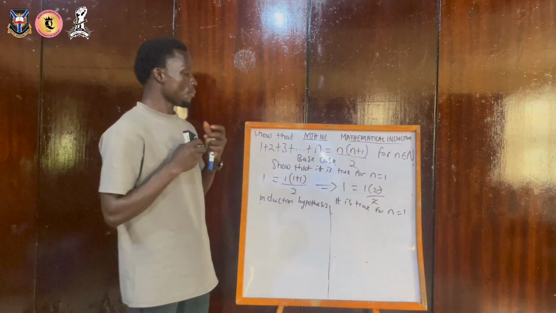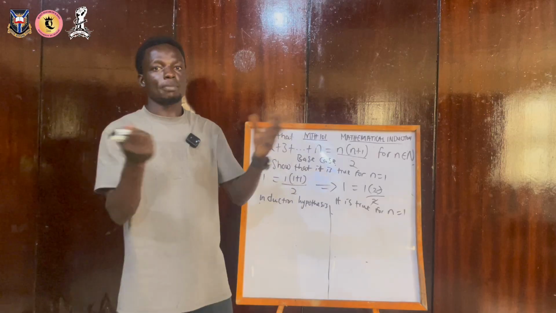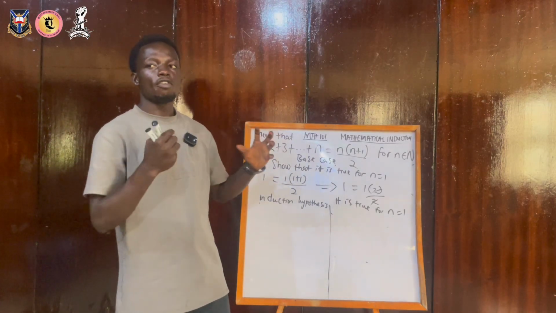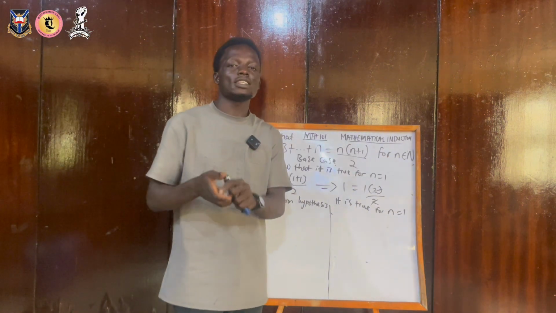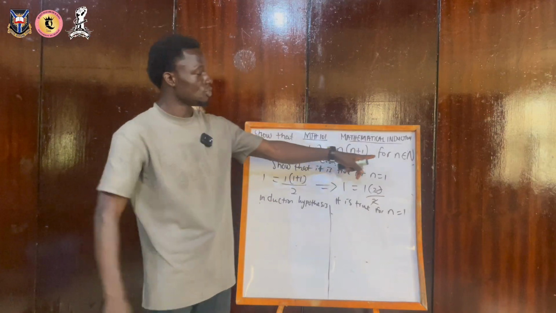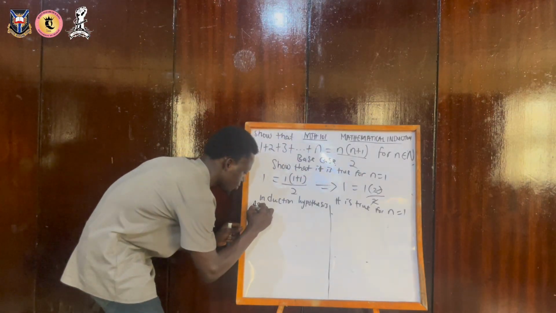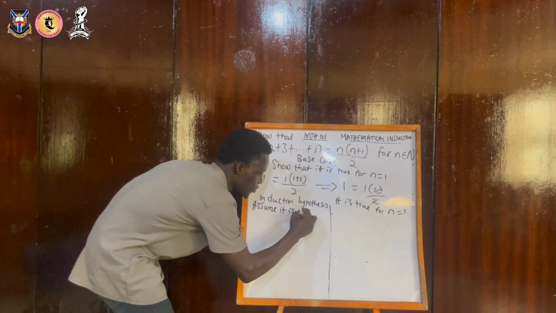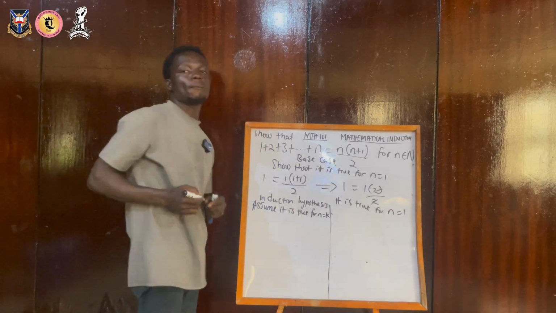Do you get what I'm saying? We are assuming that this statement is true for n equals a particular big number, which we are going to represent by k. If we can show that it's true for the next number after that big number, then it's actually true for all natural numbers of n. Now, our hypothesis, we assume it is true for n equals k.